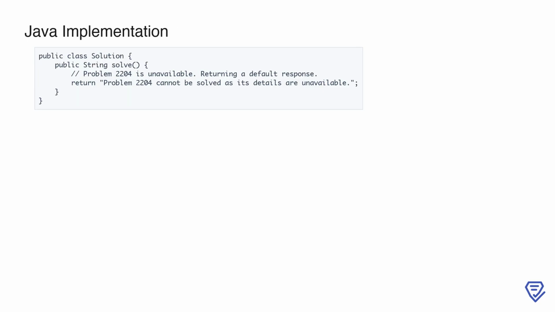This solution mirrors the Python implementation by returning a default response since the problem details are unavailable. The key difference lies in Java's explicit class structure and method definitions, such as using String for return types. This implementation adheres to Java programming conventions while maintaining the same logic as the Python version.